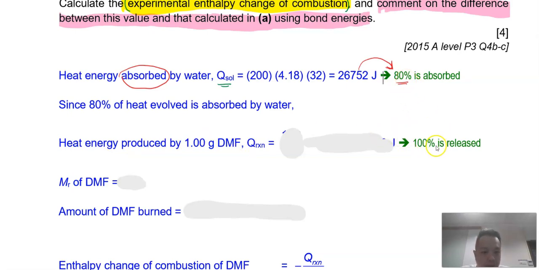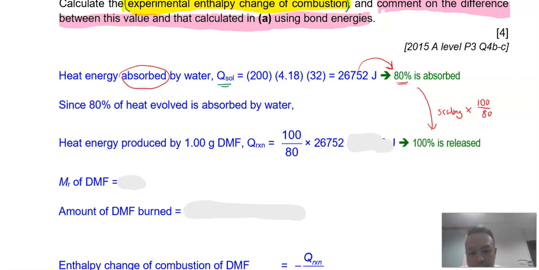So from 80%, how do I find 100%? Logically, I will need to do some scaling. So the scaling factor will therefore be multiplied by 100 over 80. And that's what I'm doing over here. 100 over 80 multiplied by the amount of heat absorbed, you get the heat that is released. So this is the heat that is released, the 100%. So only 80% is absorbed. Again, have some sense of numbers. This is the 100%, of which only 80% is absorbed. So this is the amount of heat produced from 1 gram of DMF.